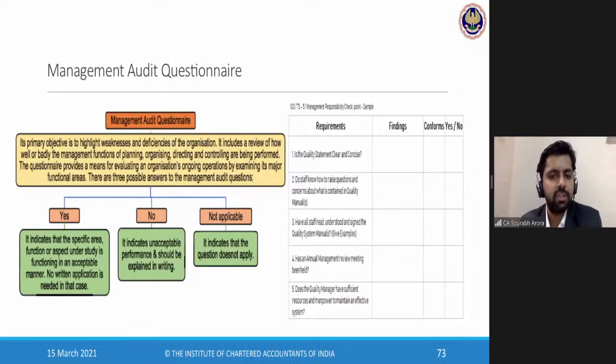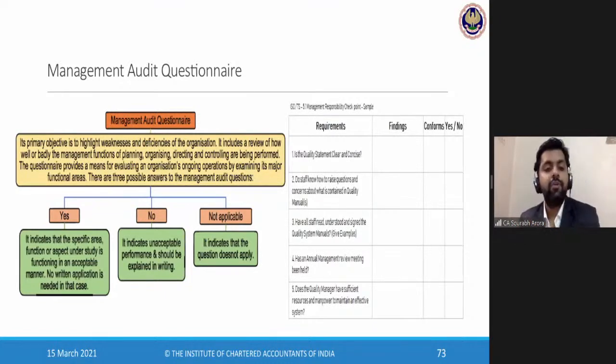There are three possible answers to a management audit question. Yes indicates that the specific area, function, or aspect under study is functioning in an acceptable manner. So, for example, in the format that I have provided: is the quality statement clear and concise? Do the staff know how to raise questions and concerns about what is contained in the quality manual? If you say yes, then it indicates that it is functioning in an acceptable manner.